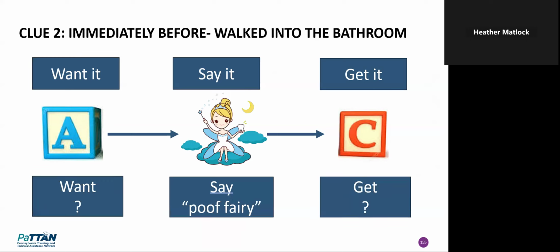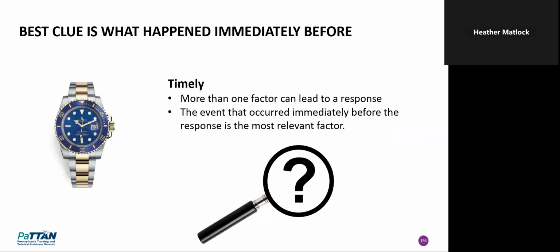All right, so clue number 2. Right before she said tooth fairy, we walked into the bathroom. Again, if you can't figure out the meaning of your child's behavior, why they're doing what they're doing, your best clue is going to come by looking at what happened immediately before they did it. There could be a lot of things that happened, but the most relevant one is going to be what occurred immediately before. So what changed? Well, we walked into the bathroom.